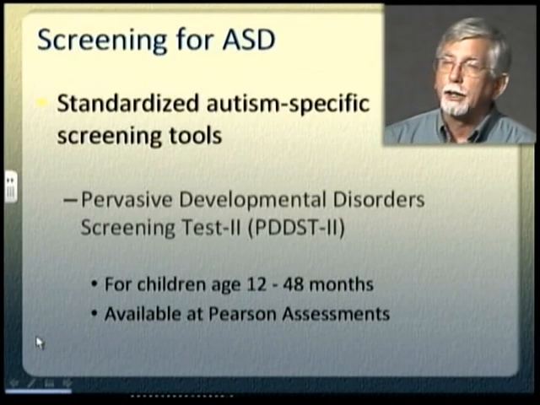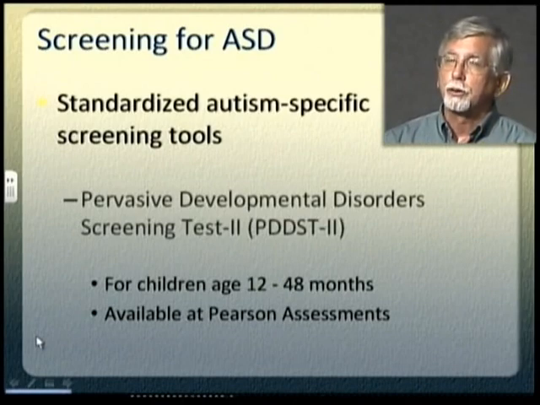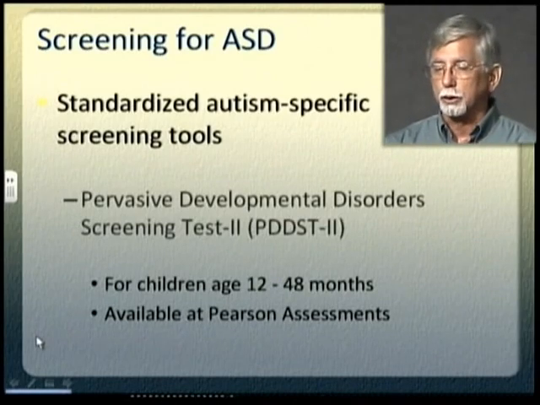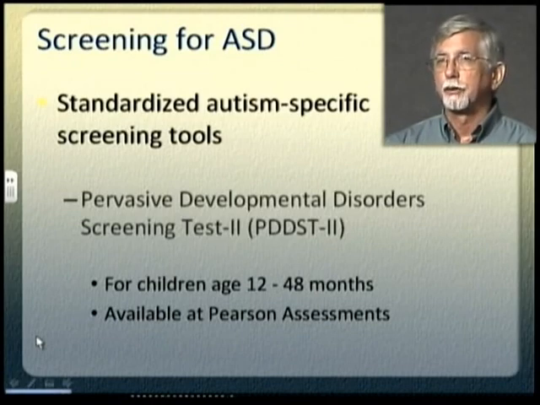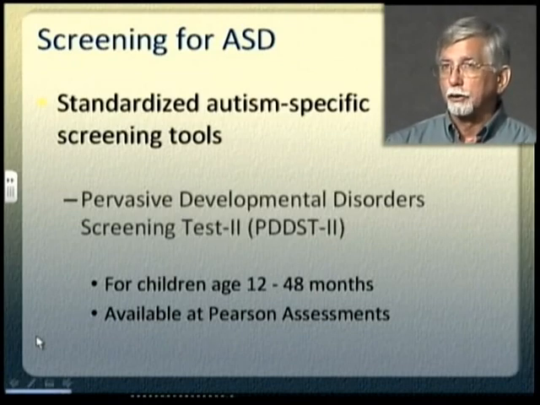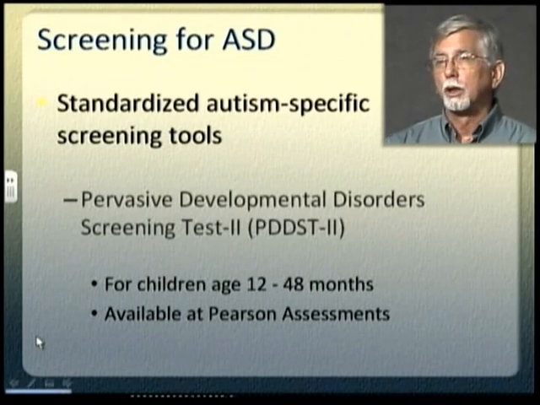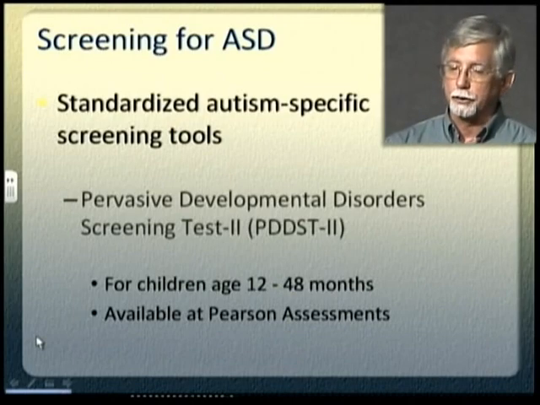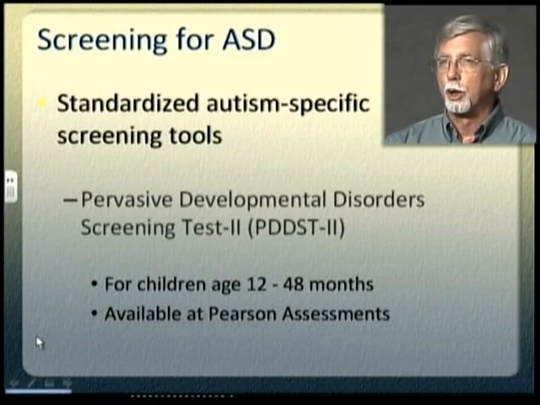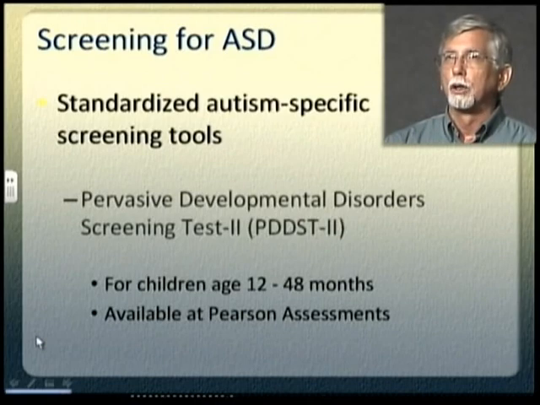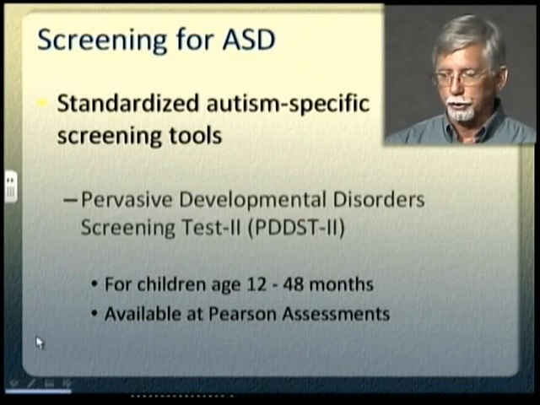This instrument is actually preferable to the MCHAT for a school context. The MCHAT is specifically designed for 18 and 24-month-old children who are less likely to be seen in a school context. And the Pervasive Developmental Screening Test probably is more appropriate for the kind of characteristics that we're going to see in those kids who are just coming into school services.